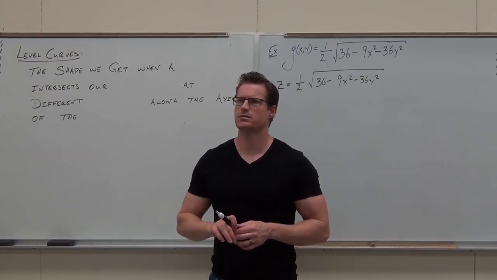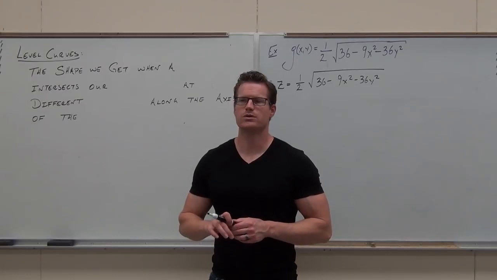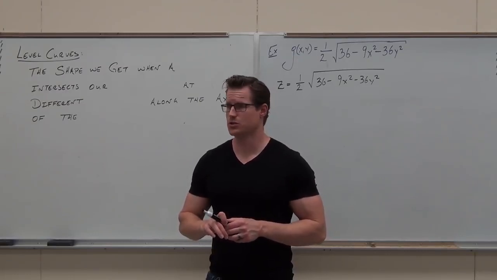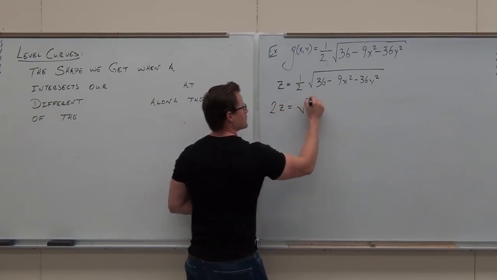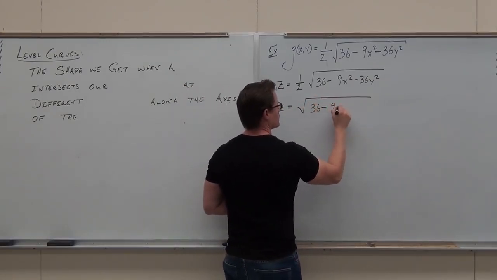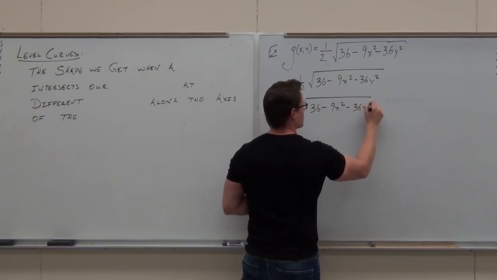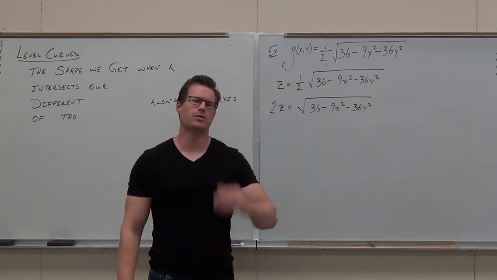Left-siders, what would you do next? I wouldn't do the square root first. The 2. I would get rid of the 2. So 2z looks like that. Middle people, how about you?